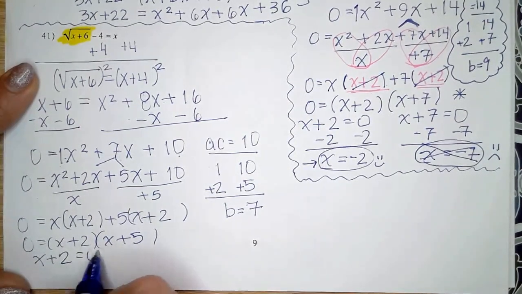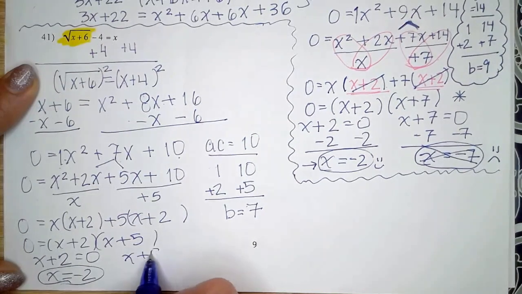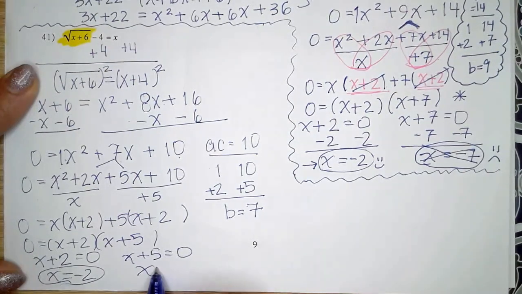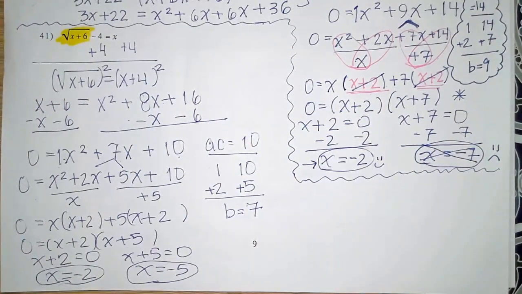X plus 2 is 0. X equals, subtract 2, we get negative 2. And x plus 5 equals 0. Subtract 5, and we get x equals negative 5. And then we check for extraneous solutions, okay? All the time with this kind of problem, we're going to check for extraneous solutions.